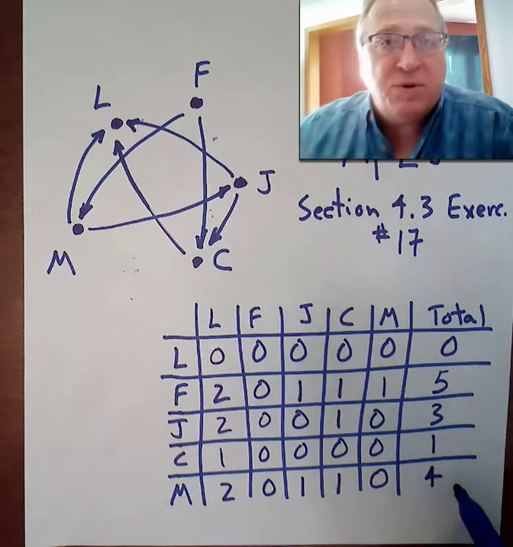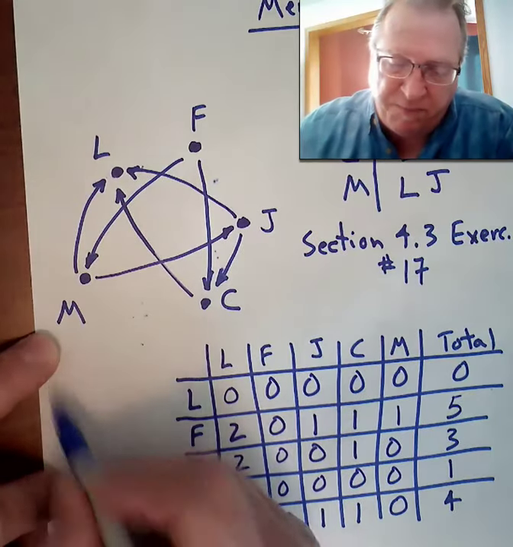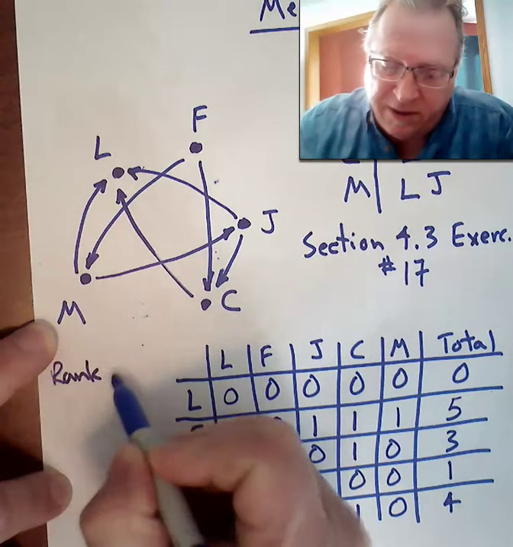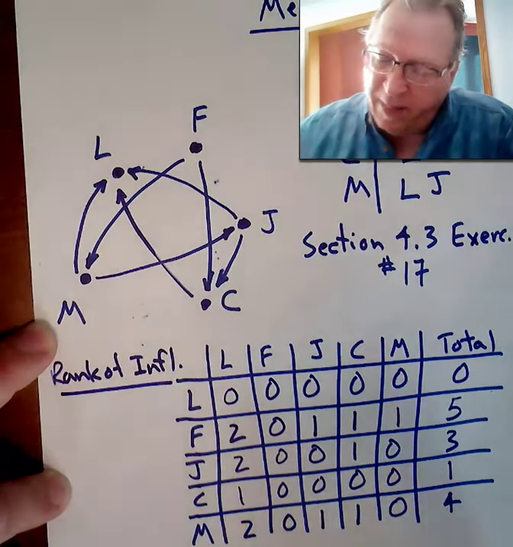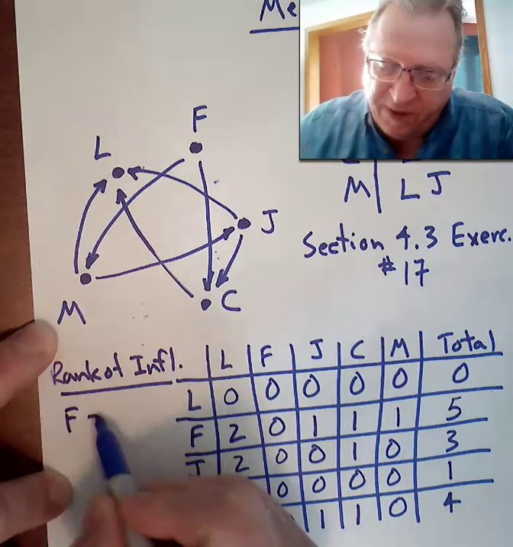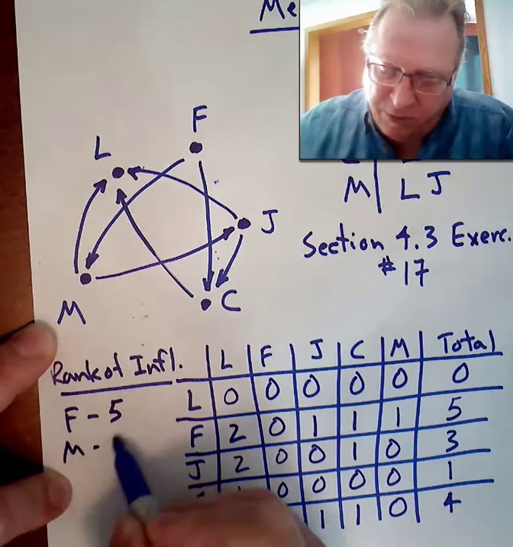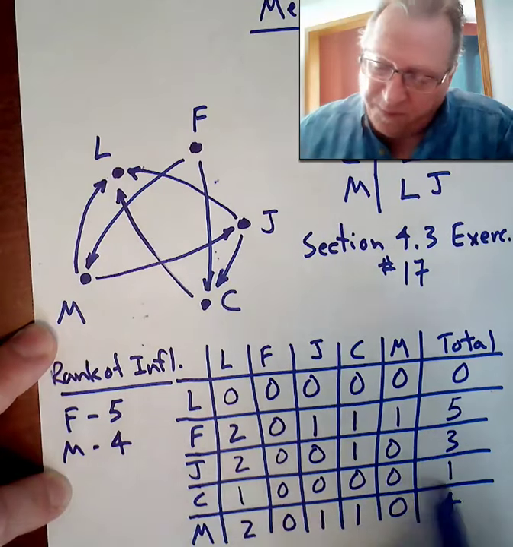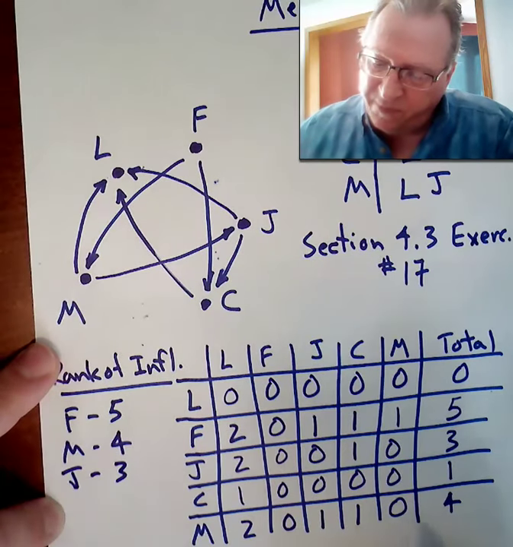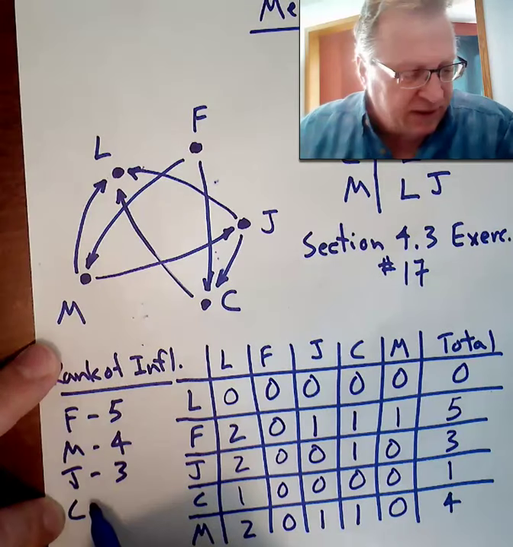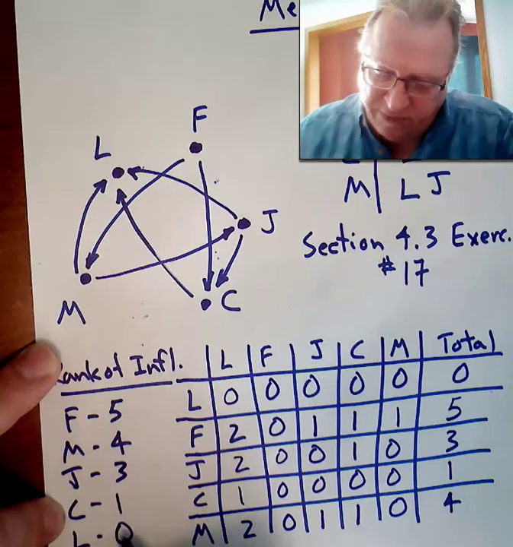I can see who has the most influence, and it's person F. And so I'm just going to create a little rank of influence table here. I'm going to say F is at the top with a score of 5. M with a score of 4. J with a score of 3. C with a score of 1. And poor little L, no influence at all.